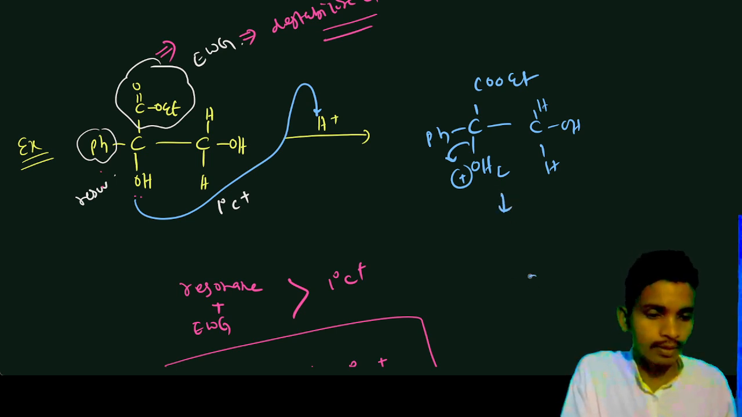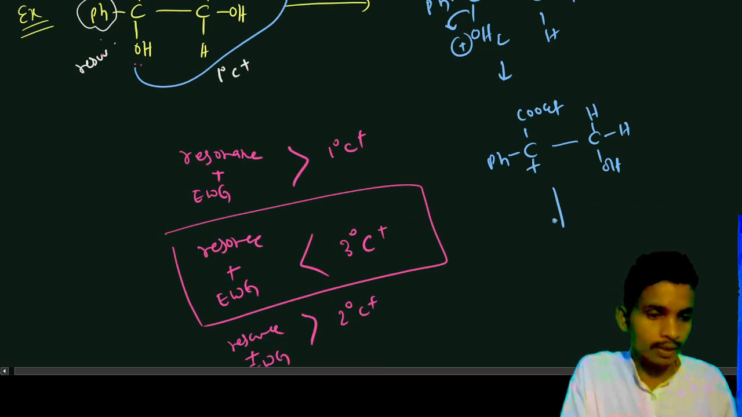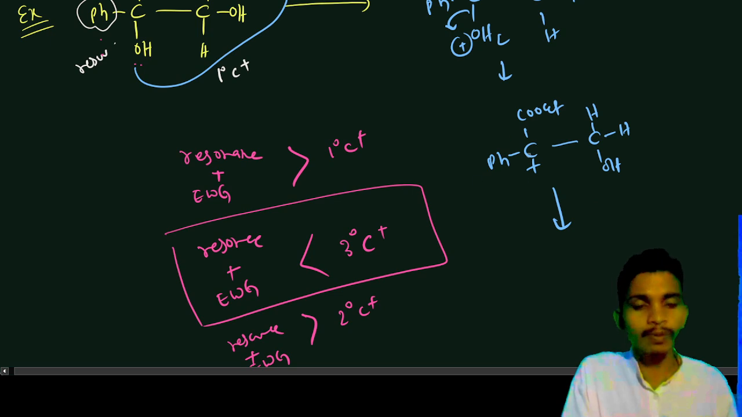Then what will we get here? C, COOEt, and this is going to be Ph, and this is the release. So this is the carbocation. This is CH, CH, and this is OH. Okay. So now which will shift, phenyl shift will occur or COOEt will shift.